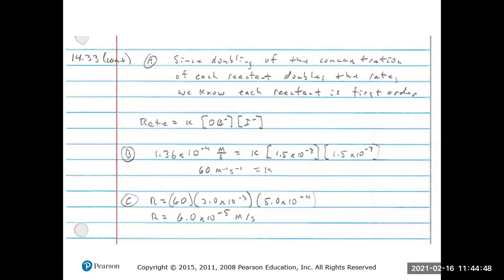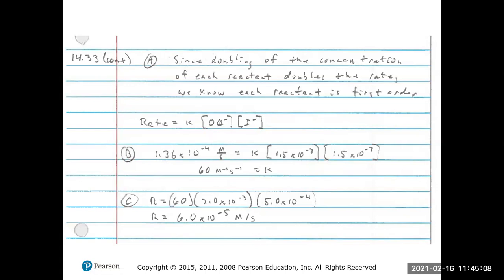I go ahead and solve this equation for k and make sure my units work out so that I wind up with molar per second on each side of the equation. And I get a value of 60 for my rate constant.